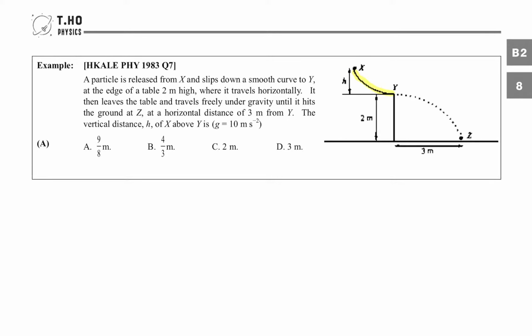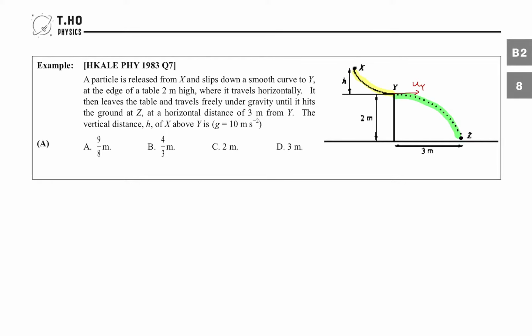Firstly, from X to Y, where PE is converted to KE, so the particle would be projected with a speed u at point Y. And then the particle will undergo a projectile motion and hit the ground at Z, which is 3 meters away from the edge of the table.